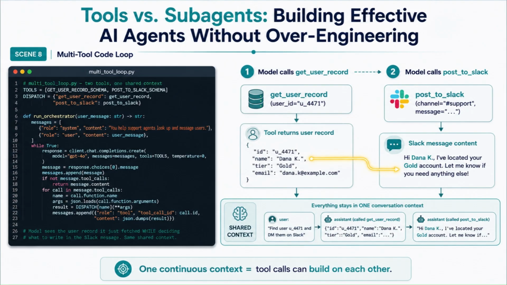Notice both tool calls happen inside one continuous context. The model can see the user record it just fetched while deciding exactly what to post to Slack. That shared visibility across sequential tool calls is precisely the advantage tools have over subagents, and precisely what you lose the moment you isolate work behind a separate context window.